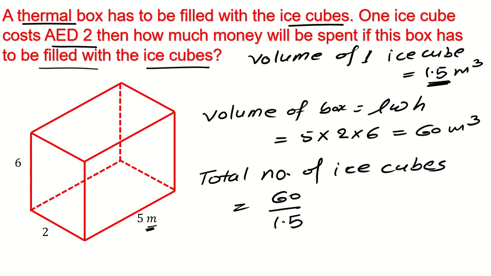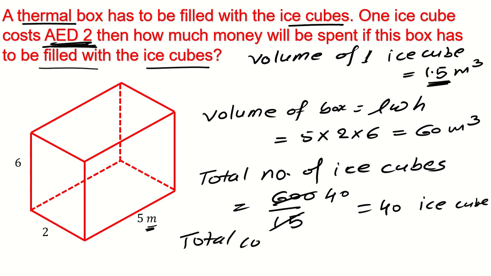Now here we have a decimal point, but in the numerator we don't have. So cancel the decimal point in the denominator and put 1 0 up. Now it will be divided, so it will be 40. So 40 ice cubes we can put in the box, okay? Now they say one ice cube costs 2 dirham. So total cost will be, for one ice cube we have to pay 2 dirham. So for 40 ice cubes it will be 40 times 2, which means AED 80, you have to spend, okay?